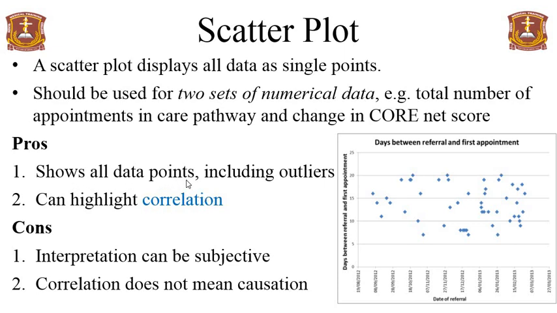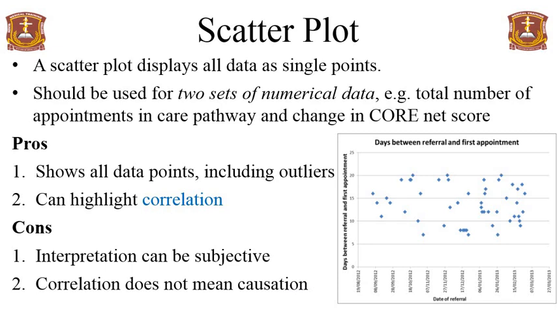And now it shows all data points including outliers. That's an advantage. And then it can highlight correlation. Correlation is basically some kind of trend that is witnessed between the sets themselves. Now the disadvantage here could be some problem with interpretation, which can be subjective. That is, you tend to give an interpretation based on a given set or aspect of data, and then fail to tell the relationship between that interpretation and the rest. And then we also have issues again with correlation, which does not mean causation.